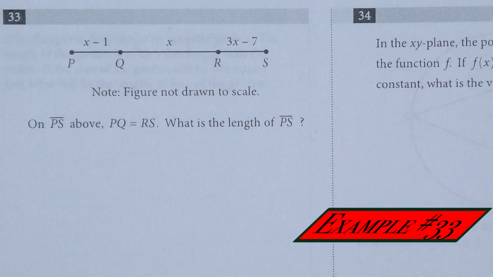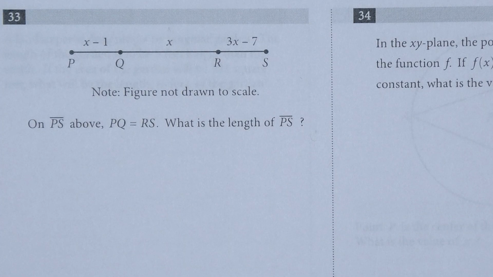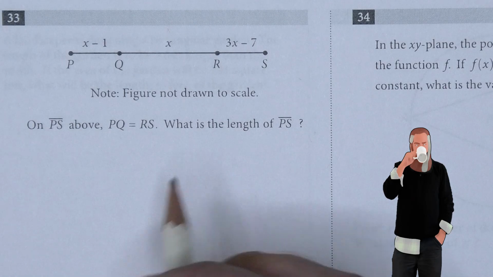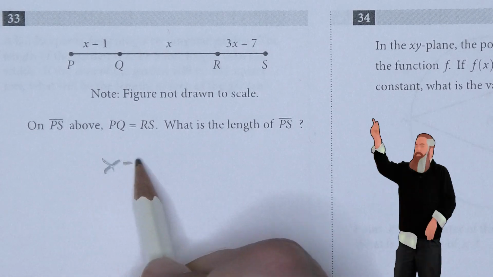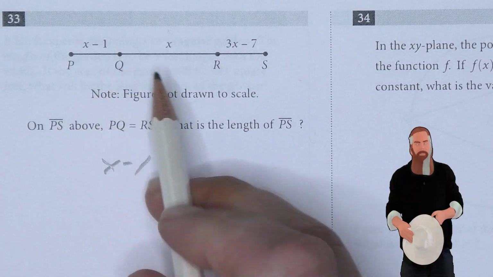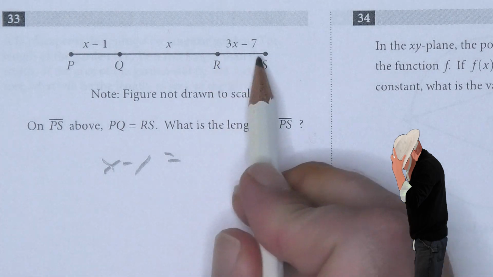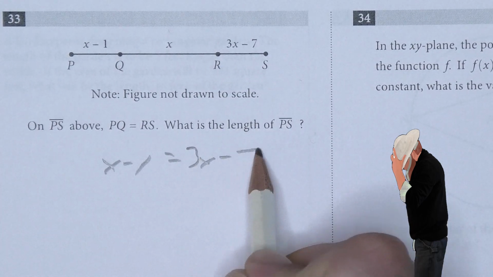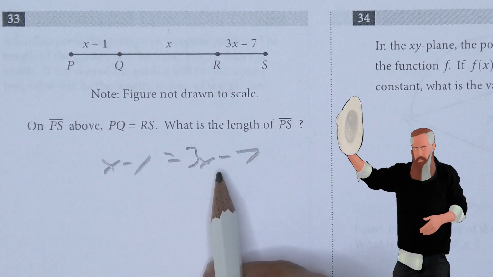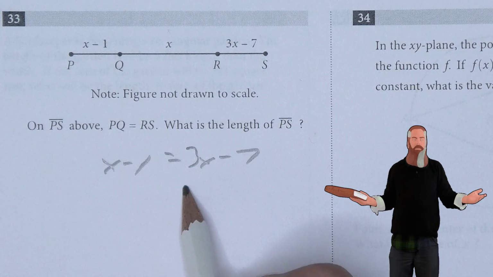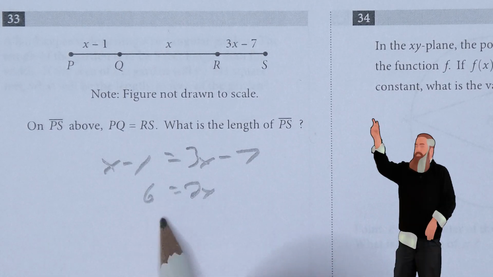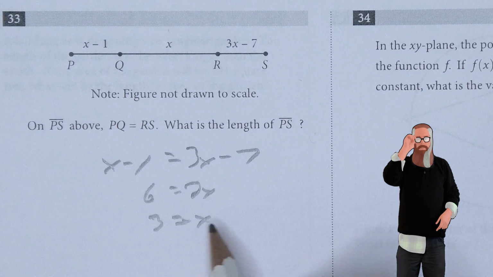Now this figure is not drawn to scale. On PS above, PQ is equal to RS. What is the length of PS? This means that I am dealing with x minus 1 for PQ, which must be equal to RS, which is 3x minus 7. So I get to go solve for x. This is going to give me 2x is equal to 6, or 3 is equal to x.